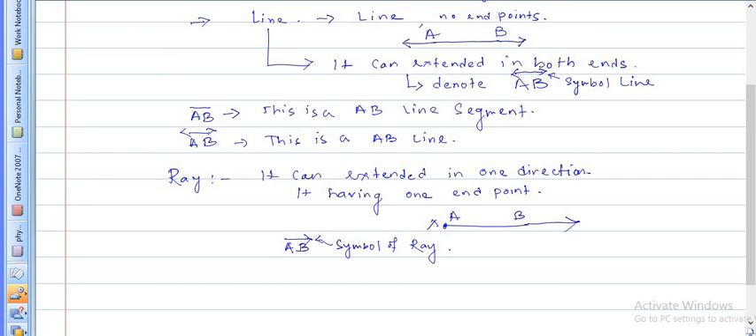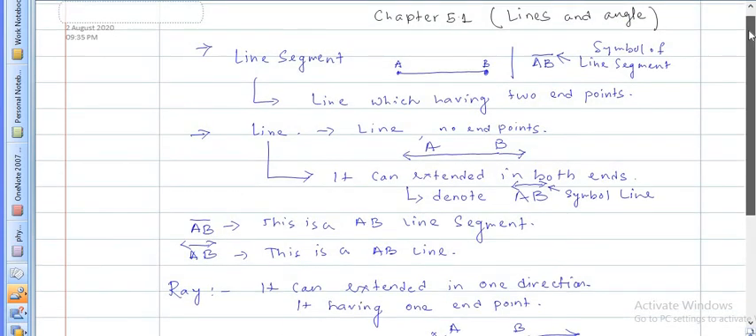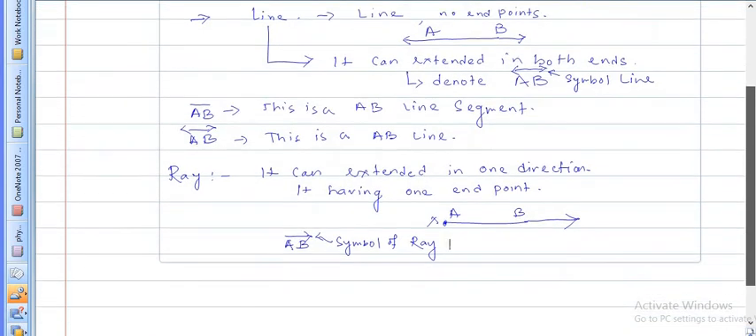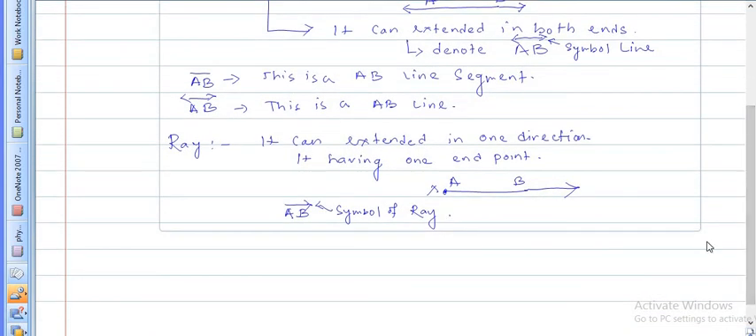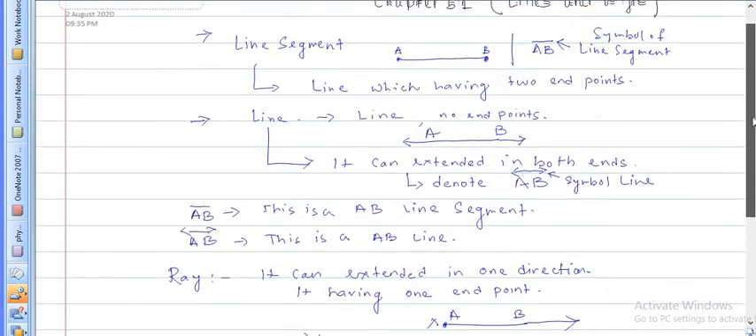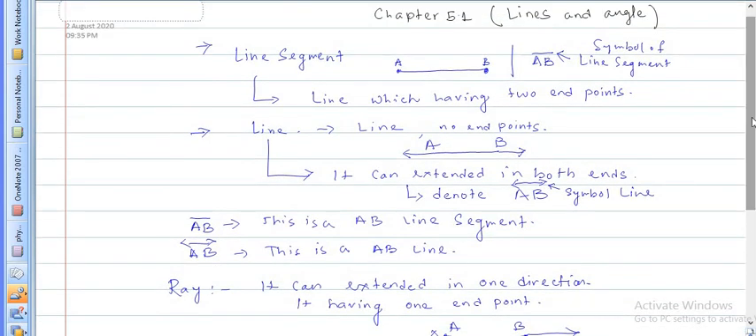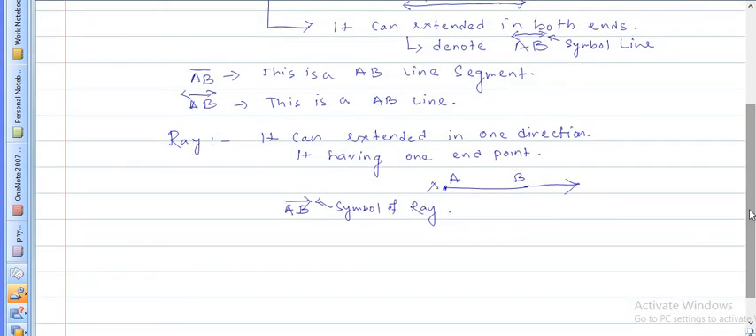So students, these three, that is line segment, line and ray, are all different from each other. They differ in the directions. Line segment does not extend in any direction. Line is extended in both directions. Ray is extended in only one direction. You should remember this. So you understand my point?